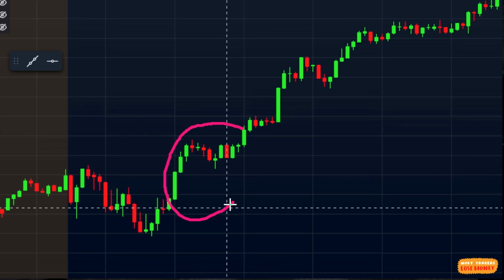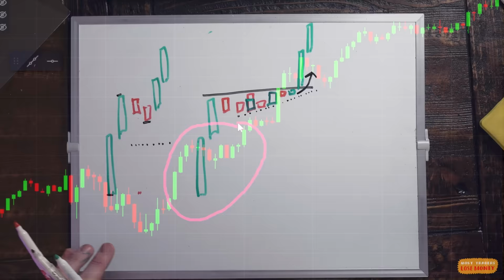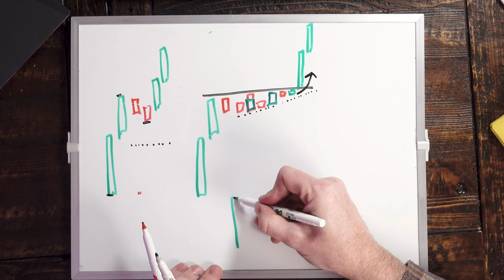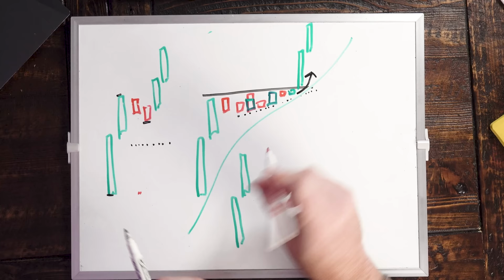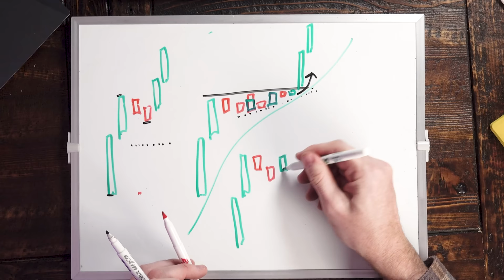This right here is called an ABCD pattern. An ABCD pattern occurs when the price goes up. Hopefully, let me just mark this separately. Price goes up. We get a little bit of a pullback here. And then we come back up, but it fails.